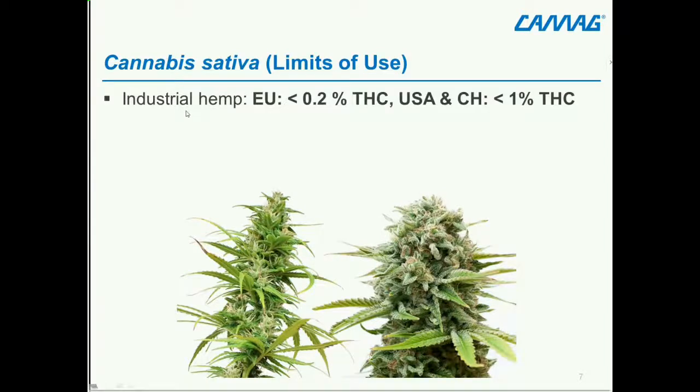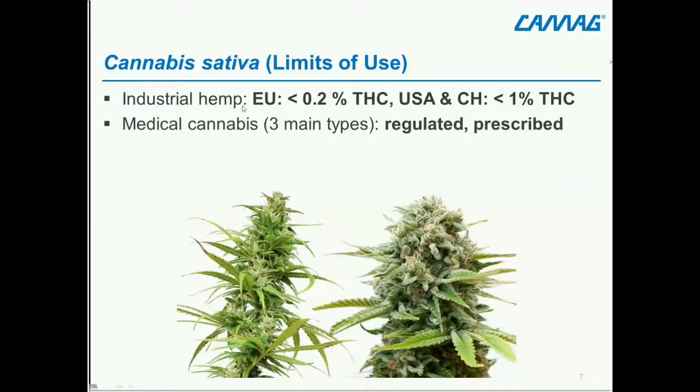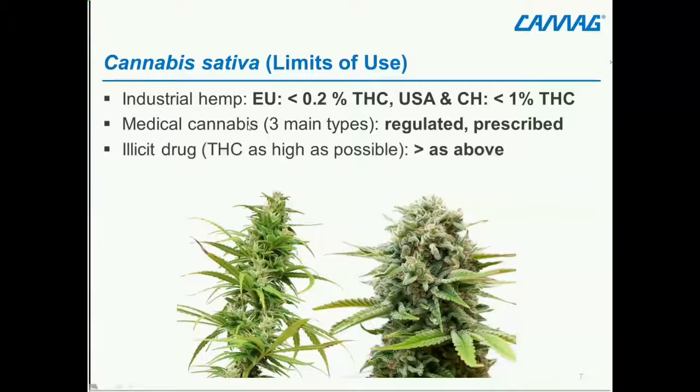So we have the three different classes: industrial hemp, medical cannabis and illicit drug. And the industrial hemp is regulated in the European Union. The THC content, so the psychoactive compound, should be less than 0.2%, and in US and in Switzerland the limit is set to 1%. For limit test, HPTLC is a good tool to analyze a lot of samples in one run at the same time at low costs.